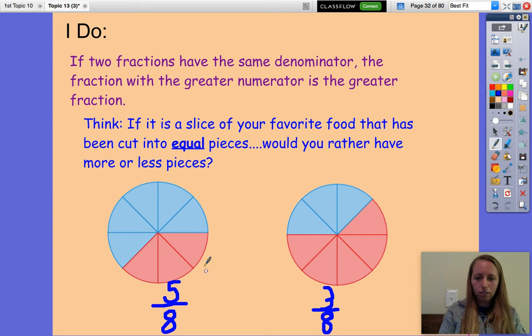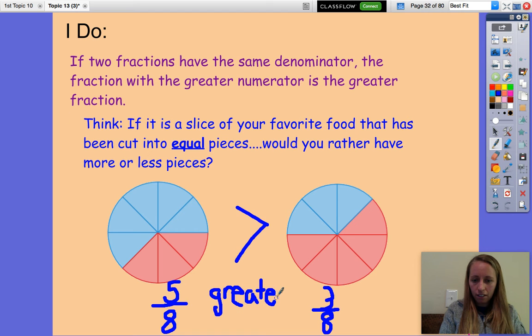If I had to cut one chocolate chip cookie into 8 pieces and another chocolate chip cookie into 8 pieces, would I rather have 5 pieces or would I rather have 3 pieces? If I really love chocolate chip cookies, I would rather have 5. So we know that 5/8 is greater than 3/8. Remember, we'll use this symbol, greater than. The symbol means greater than.